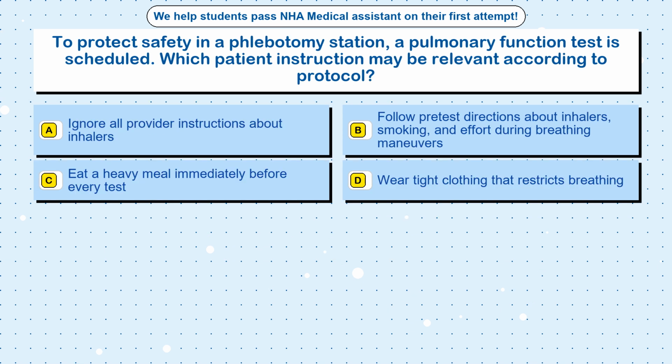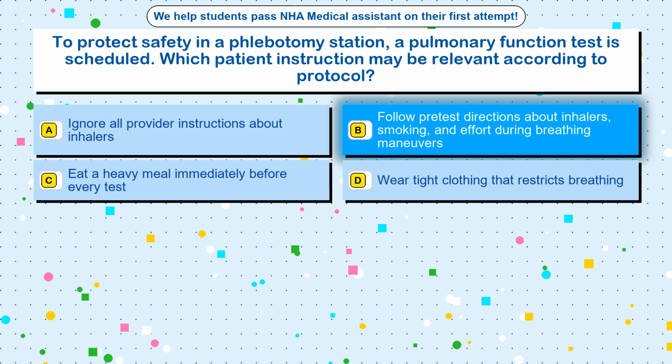Question 41. To protect safety in a phlebotomy station, a pulmonary function test is scheduled. Which patient instruction may be relevant according to protocol? Option A, ignore all provider instructions about inhalers. Option B, follow pre-test directions about inhalers, smoking, and effort during breathing maneuvers. Option C, eat a heavy meal immediately before every test. Option D, wear tight clothing that restricts breathing.